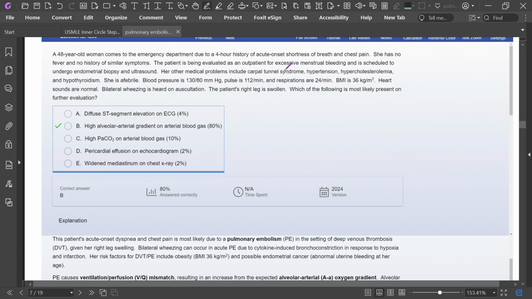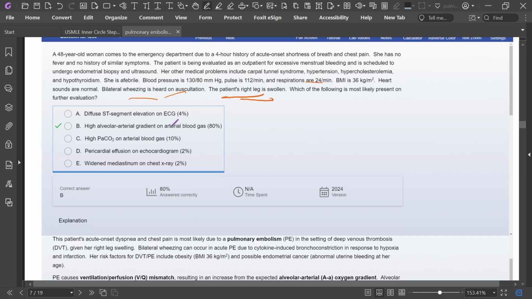Again, look at this question. Acute shortness of breath, chest pain. Okay. There is tachycardia, tachypnea, heart rate normal, bilateral wheezing is heard. The patient's right leg is swollen. So, which of the following is most likely present in this patient? It may be pulmonary embolism and high A-a gradient.